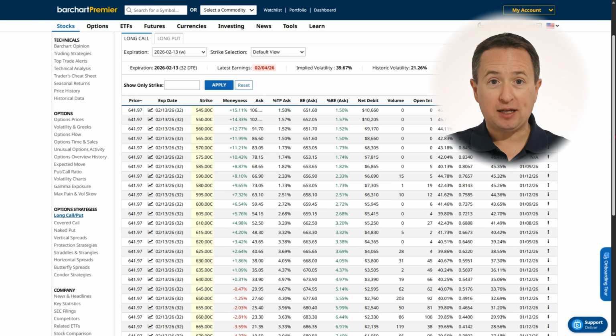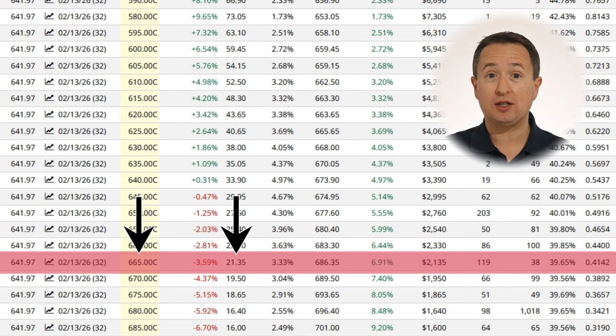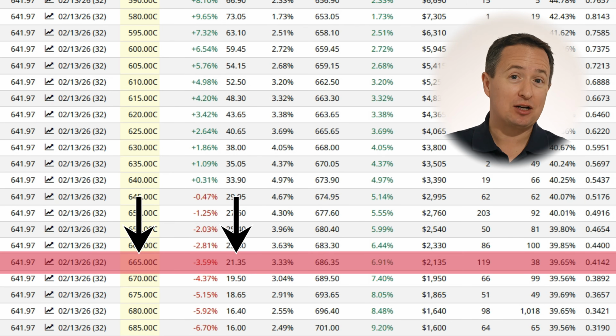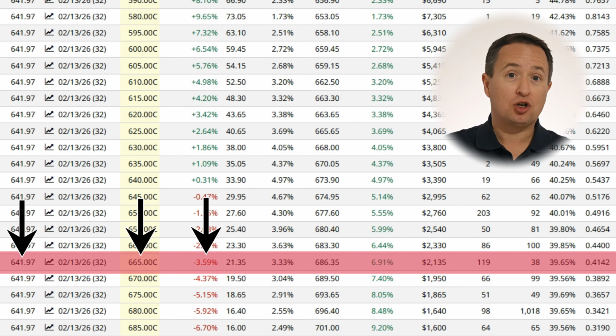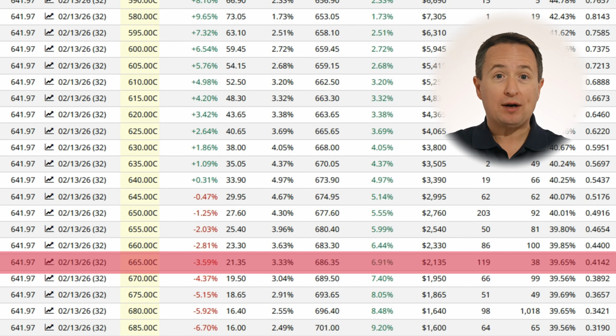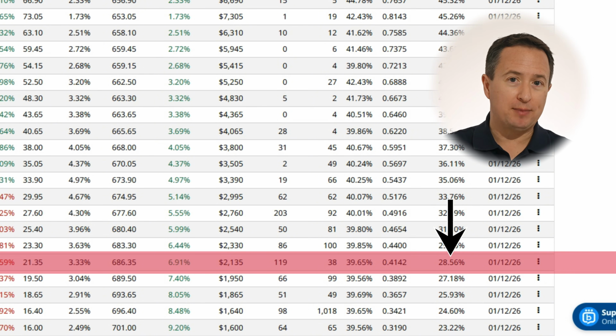Again, this is speculative, but let's say you bought the $665 strike for $21.35 a share, thinking that Meta will exceed $665 before the expiration date. Of course, since this is an out-of-the-money call, at least at the time, it means that the strike price is higher than the current stock price, and it has around a 28% chance of profit. That's pretty normal for an out-of-the-money call.